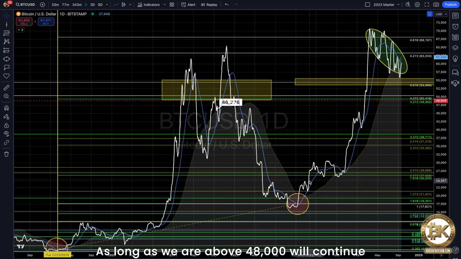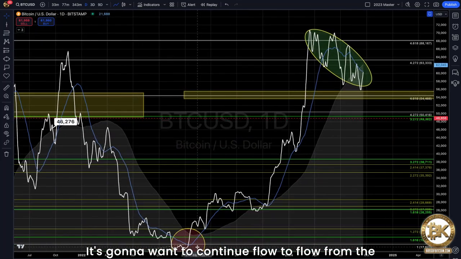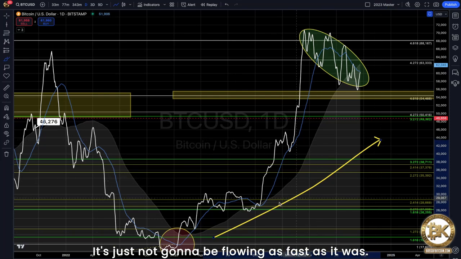Bitcoin, as long as we are above 48,000, will continue to want to go up and to the right. Now, if we have a major sell-off in commodities or in oil, or God forbid, a big event somewhere, or a presidential candidate is adversely affected, or his life is attempted to be taken, then obviously you've got external factors in the market. But right now, all things considered, this is a relatively strong chart. It is still up and to the right over time significantly, and it's going to be like water. It's going to want to continue to flow from the direction from which it came, it's just not going to be flowing as fast as it was.